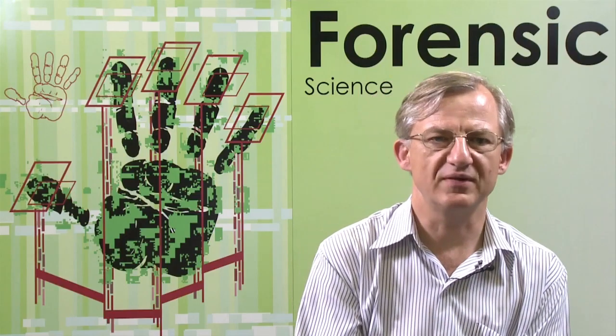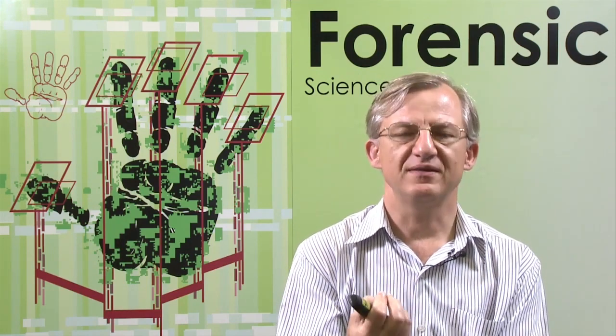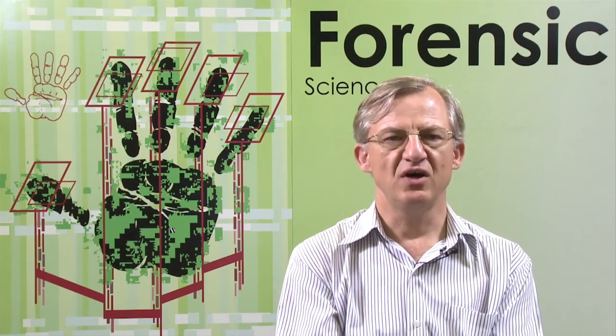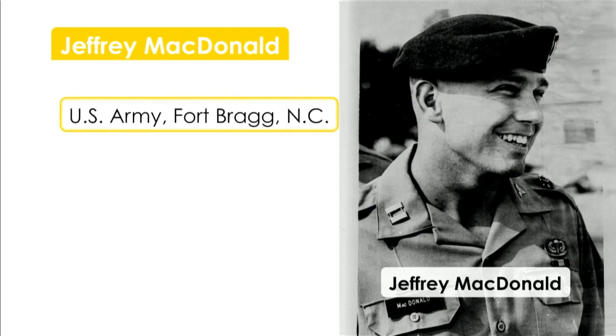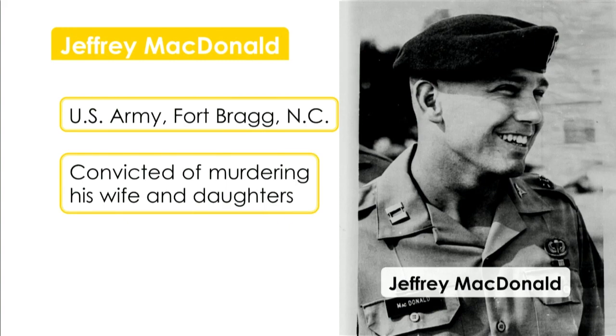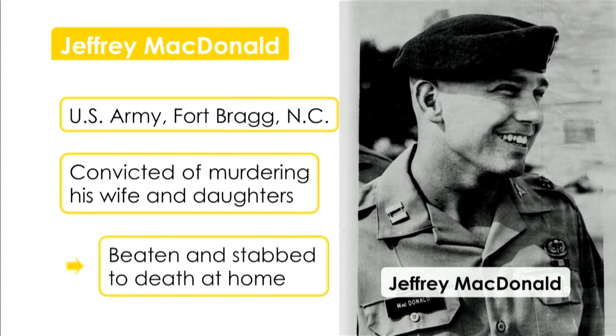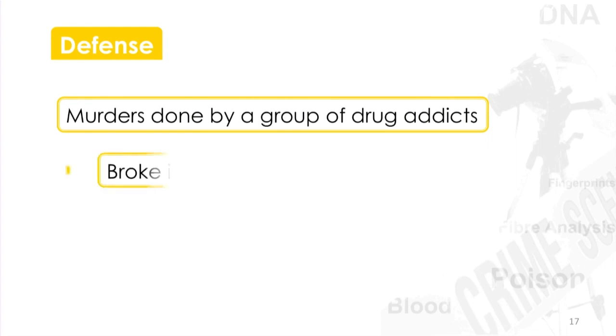Here's one example of a case where the IR spectrum of a fiber proved to be very important. And this is the case of a US Army officer called Jeffrey McDonald, who was stationed at Fort Bragg, North Carolina. And he was convicted of murdering his wife and daughters, and they were killed by being beaten and stabbed in the night in their own home. Now, McDonald's defense lawyers came up with the defense that the murders were not done by McDonald himself, but they were done by a group of drug addicts who had broken into the house.